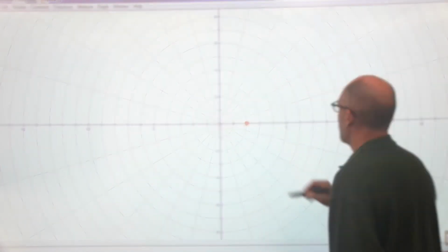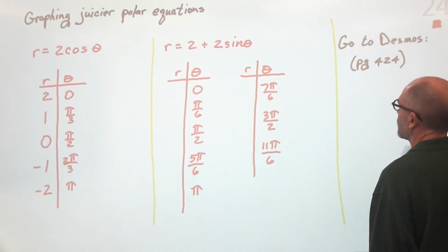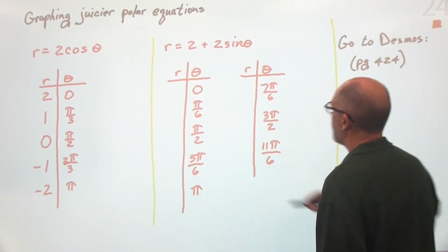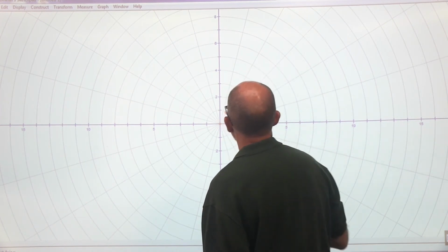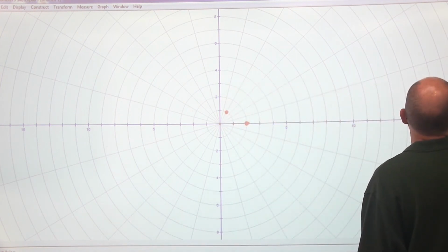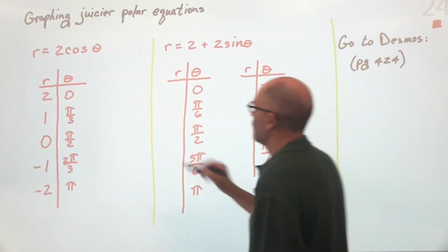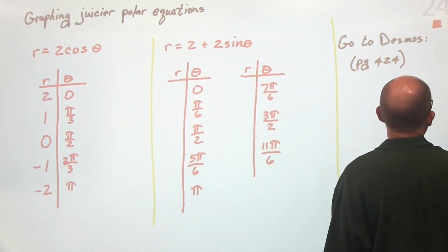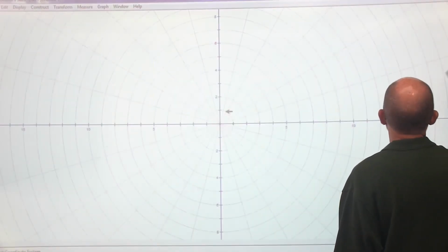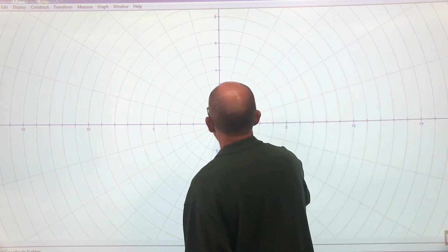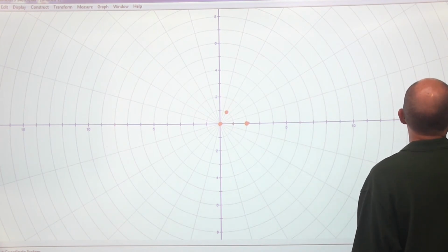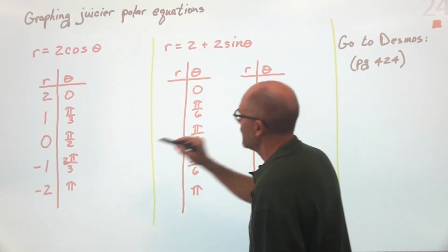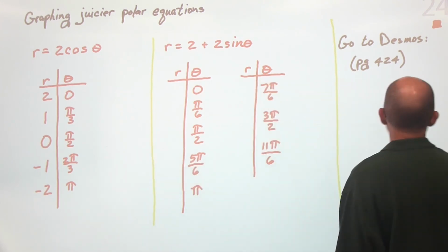Two at 0 degrees, and then I have 1 at pi over 3. So I'm going the pi over 3 direction, and I go 1 up. Okay, then I go 0 at pi over 2. So 0 at pi over 2. And then I go negative 1 at 2 pi over 3.